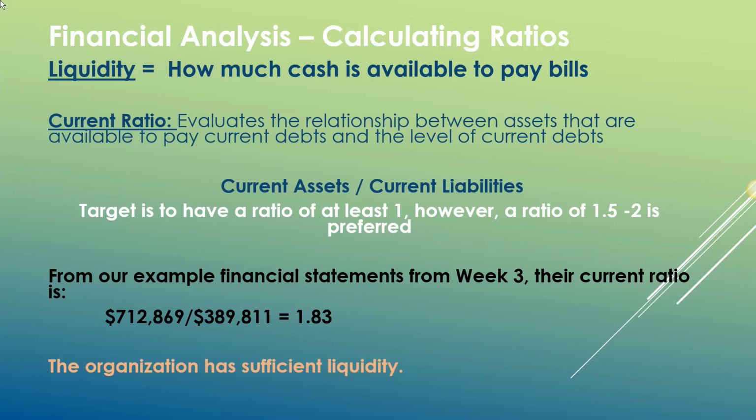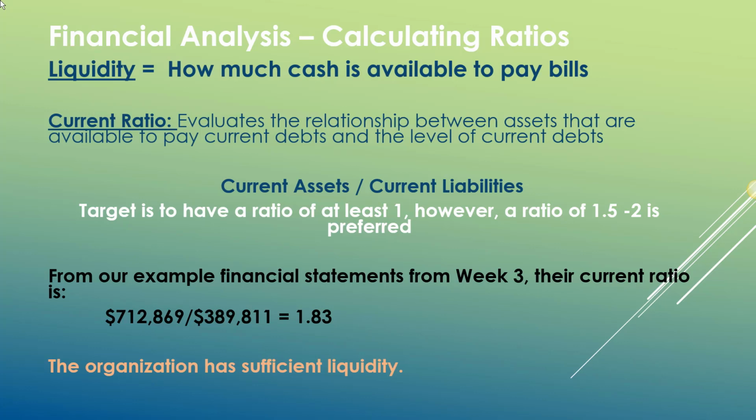So this ratio is simply taking your current assets divided by your current liabilities. So what are current assets? Current assets are things like cash and receivables, the biggest ones, divided by your current liabilities. So that would be your accounts payable and other accrued expenses, and maybe some payroll that has also been accrued.